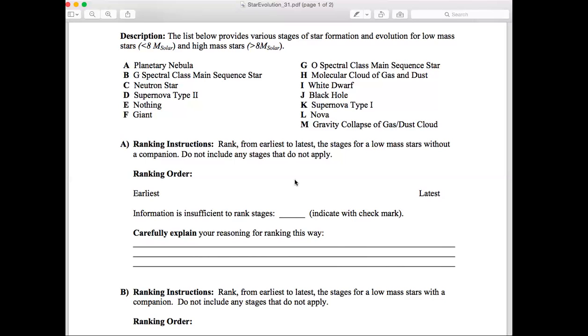Okay, and so the next one. Wait, let's review this first. The core eventually will fuse the helium into carbon, and then what will happen? What happens when the core is full of carbon? Will the low mass star fuse anything after that? No. No, very good.